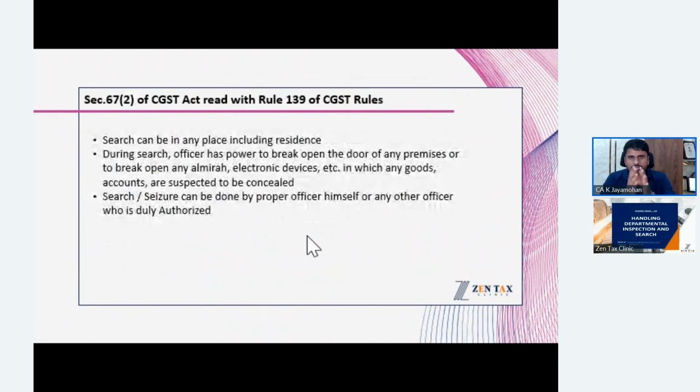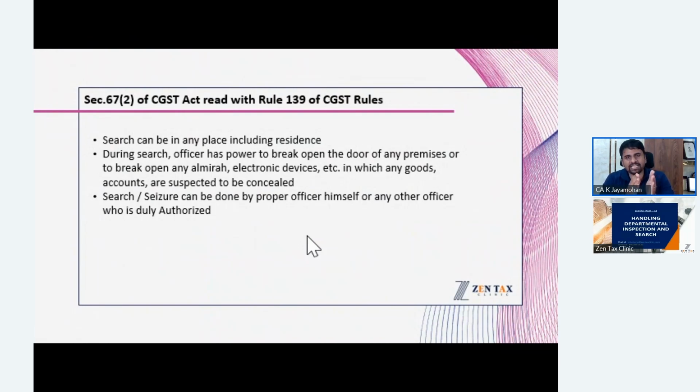Now that we saw what inspection is, coming to search, what are the powers available? The officer who is carrying out a search procedure is empowered to search the residence also. In the earlier example of a partnership firm with partners A and B, while carrying out an inspection, the officer was not empowered to inspect the residence of partner A because it was not added as a place of business or additional place of business in their GST registration. Whereas in a search procedure, they are empowered to search the residence also. That is the main difference in search.